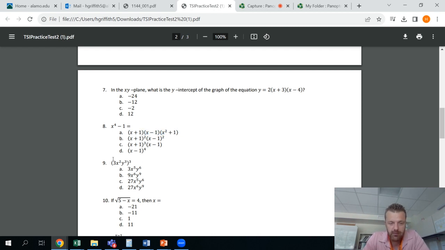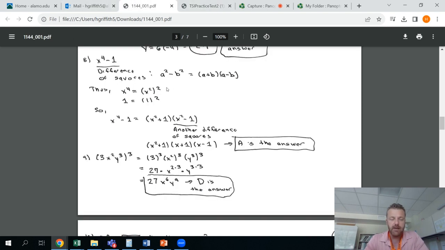We have a monomial, 3 times x squared times y to the 3rd, and we're trying to cube it. The key thing you want to remember here is when you cube a product of things, you cube each one individually. So how do we actually go about doing that? 3 times x squared times y cubed. If we cube that, we're going to cube the 3, we're going to cube the x squared, and we're going to cube the y cubed. So if you notice, that's what I've written here.